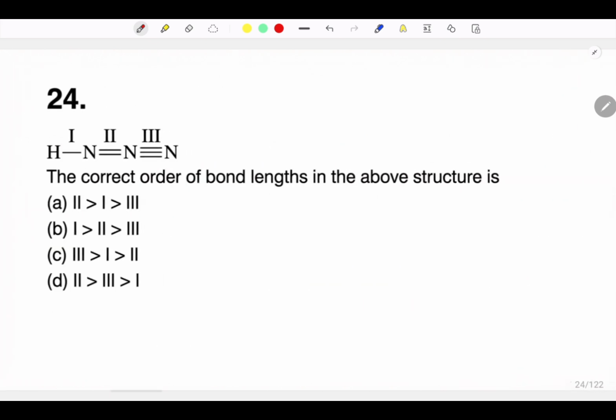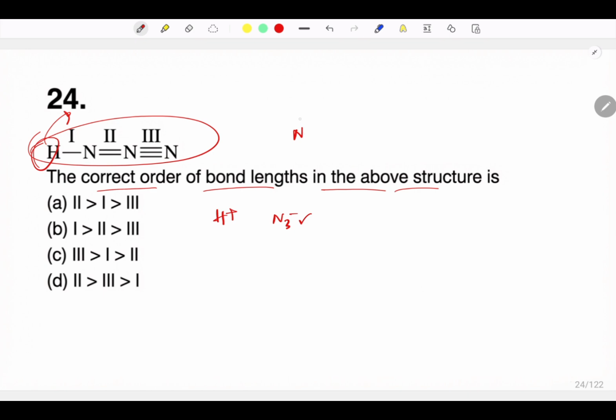Next, question 24: the correct order of the bond length in the above structure. In this structure, one can see that this is hydrazoic acid. In hydrazoic acid, this proton is acidic in nature, so H plus and N3 minus, like this it will exist. The structure is like this: negative, and N triple bond N plus. So, the correct order of the bond length in the above structure.